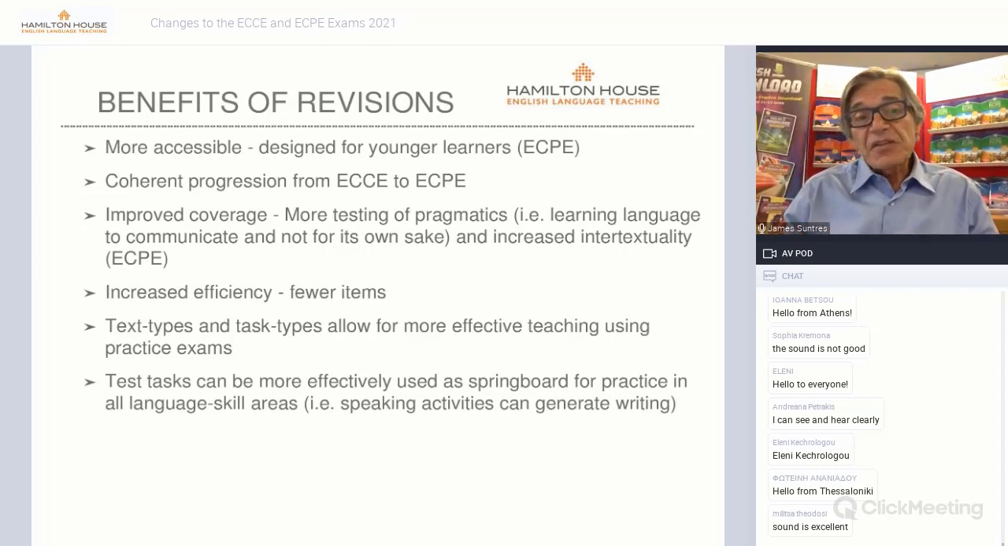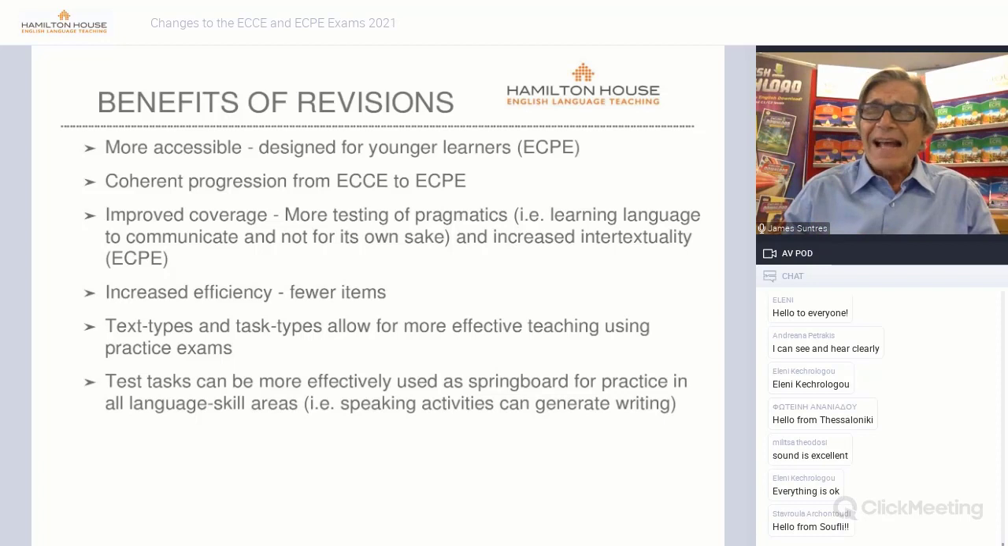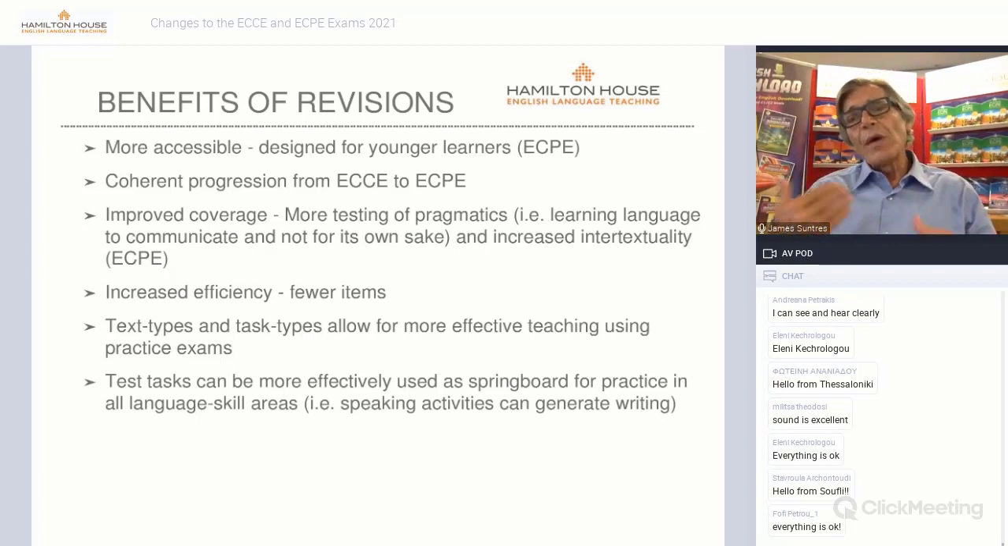And there's increased efficiency in the sense that there are fewer items. These last 2 points I've added myself as a teacher. The text types and the task types allow for more effective teaching using the practice exams. This has been the case for the last 20 years even, but it's even more so now that the test tasks also lend themselves to teaching what is being tested.